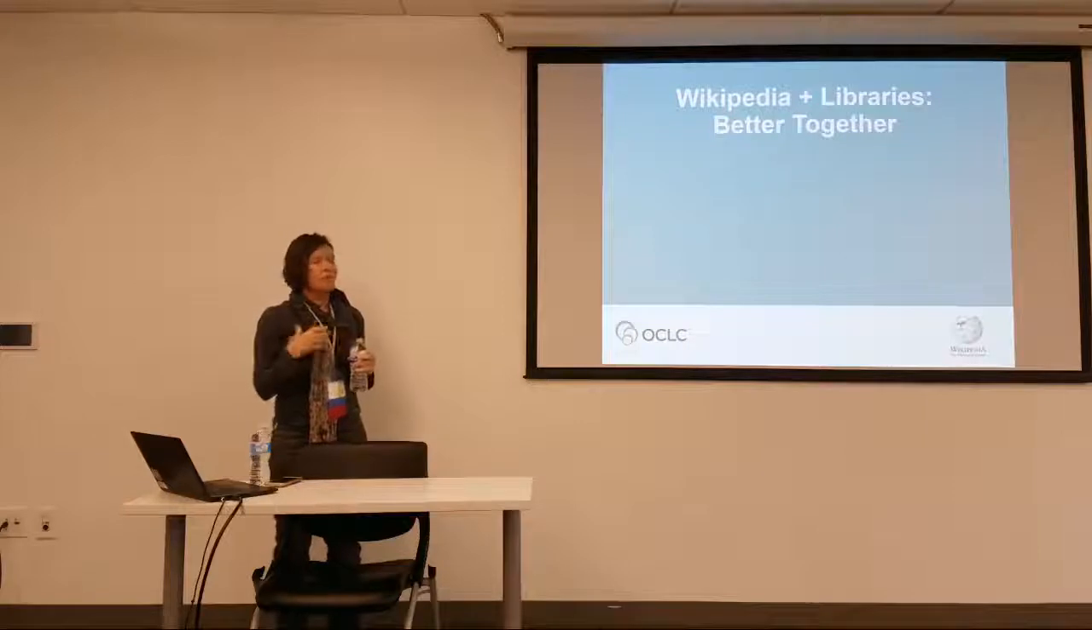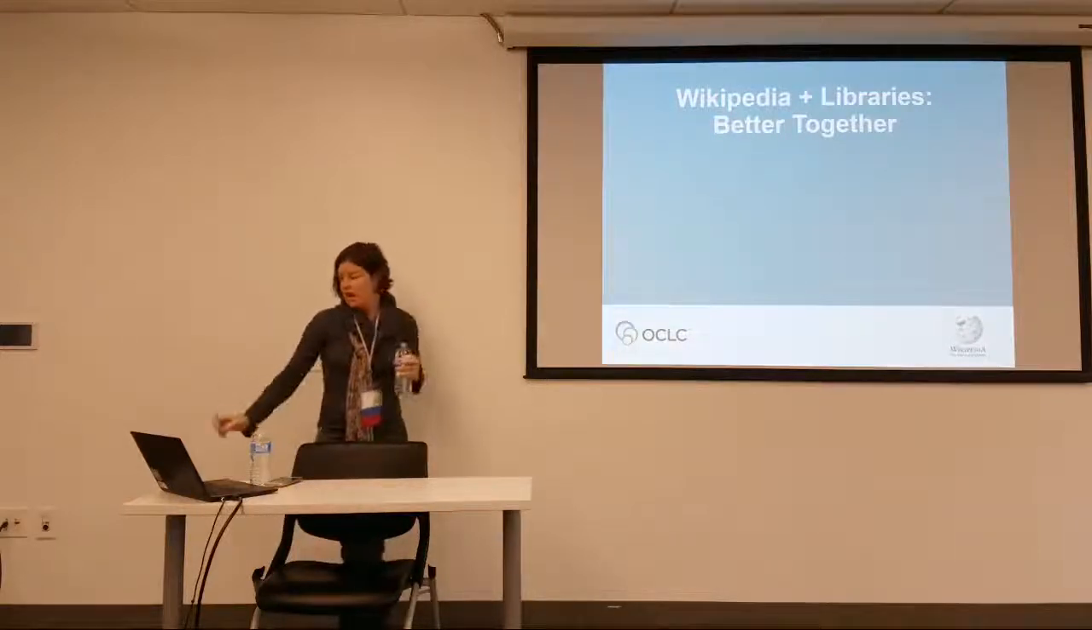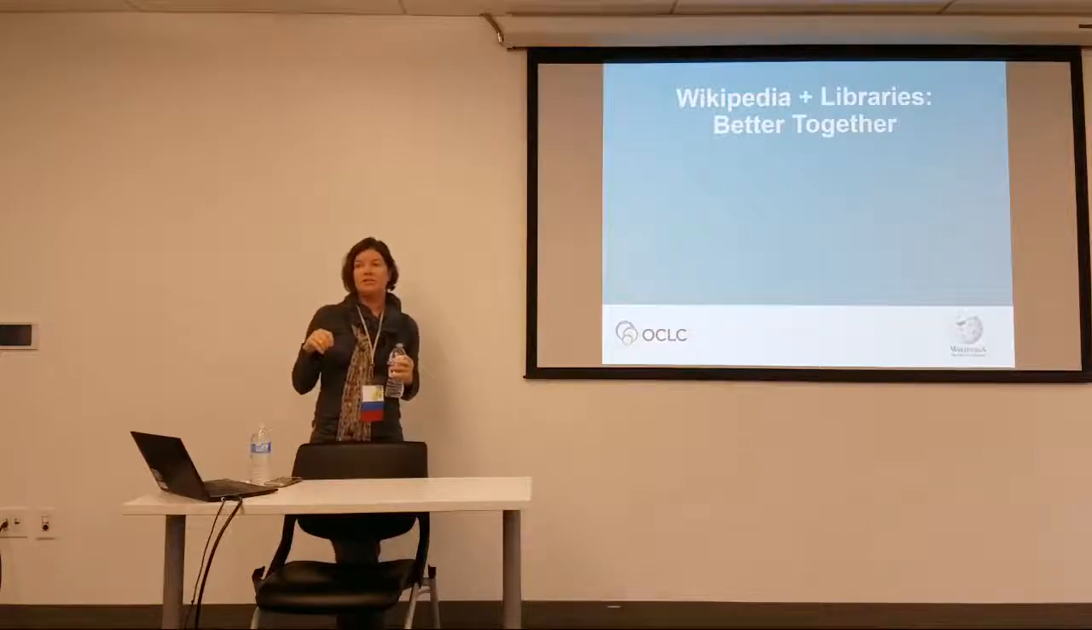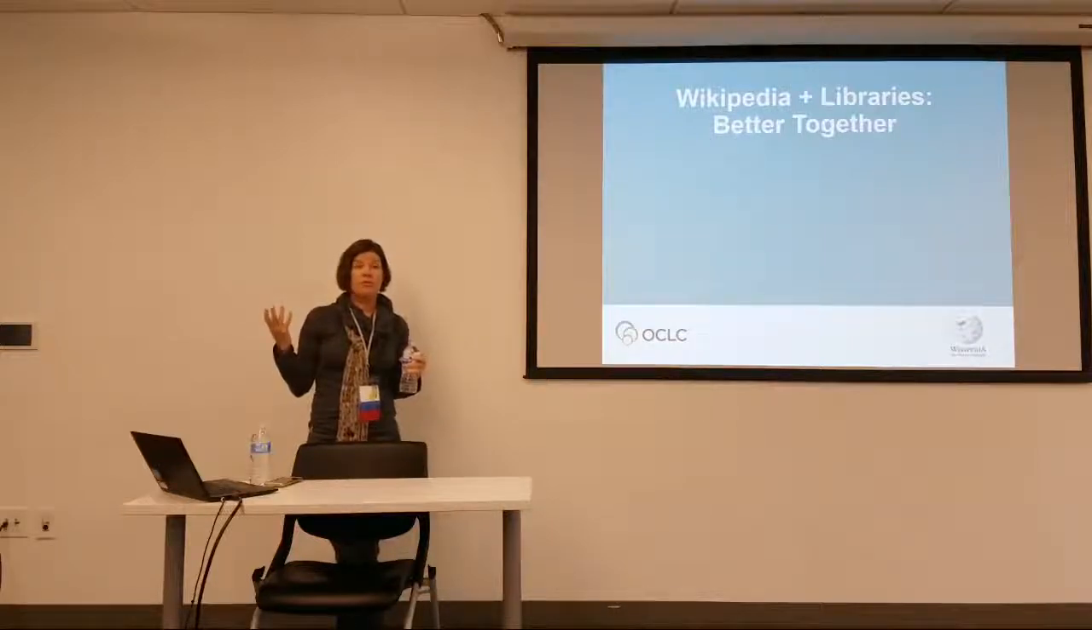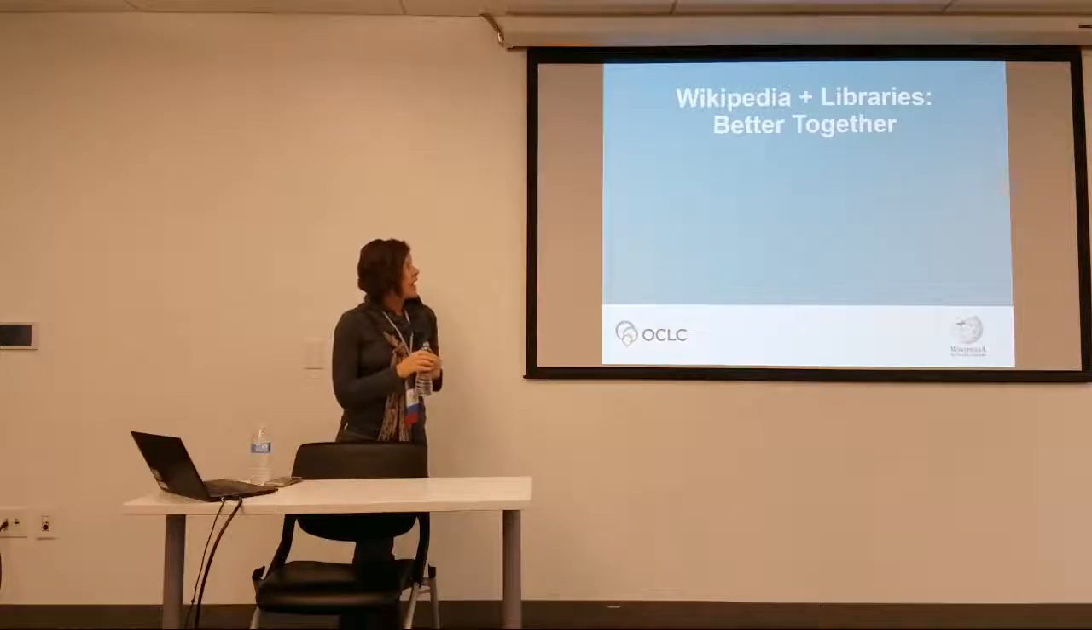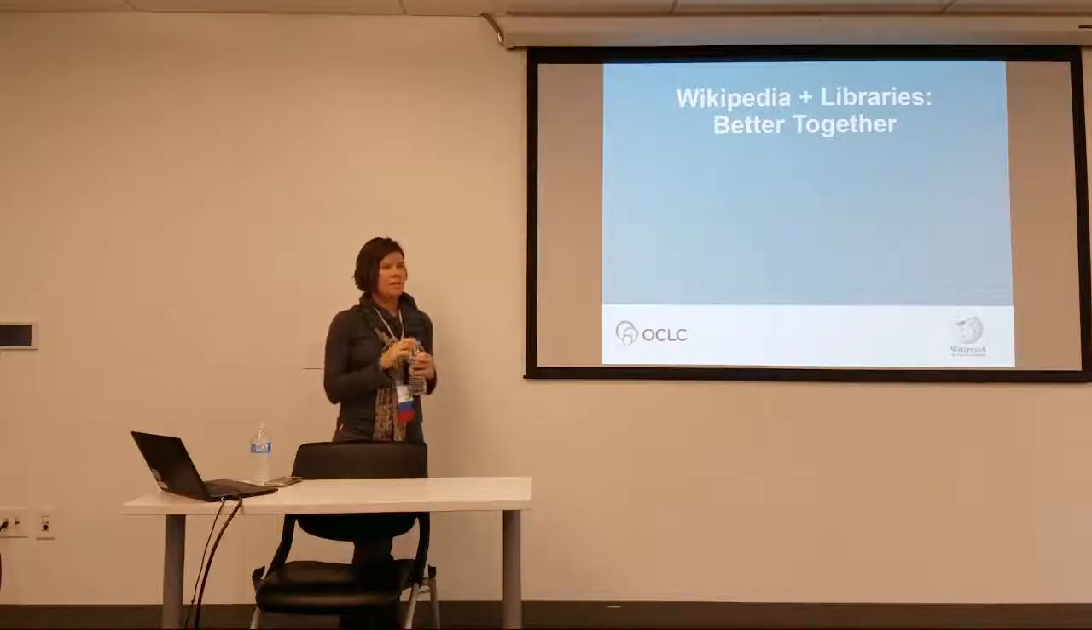The Wikipedia plus Libraries Better Together course was an online course that we did with funding from the Knight Foundation and the Wikimedia Foundation. We had capacity to train hundreds of librarians. It was aimed at U.S. public libraries. We had over 200 librarians go through the course together as a cohort. And it ran over a 10-week period.